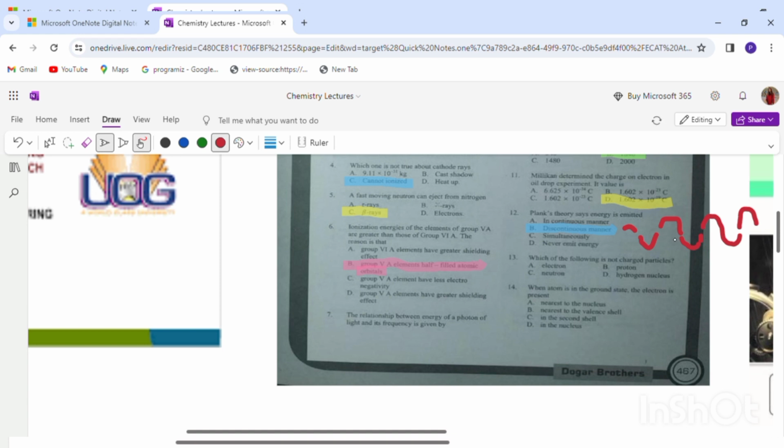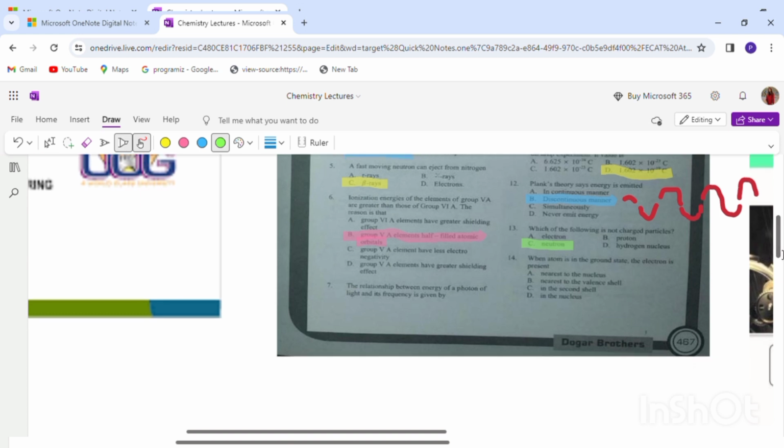Now 13th MCQ, which of the following is not a charged particle? Options are given: electron, proton, neutron, hydrogen nucleus. So electron is a charged particle, it has negative charge. Proton is a charged particle as well, it has a positive charge. Neutron is a neutral particle, and they have asked us about a charged particle. Neutron has no charge. So here of course the correct option is neutron, since hydrogen nucleus means there is one proton, and proton has positive charge, so hydrogen nucleus is a charged particle as well.